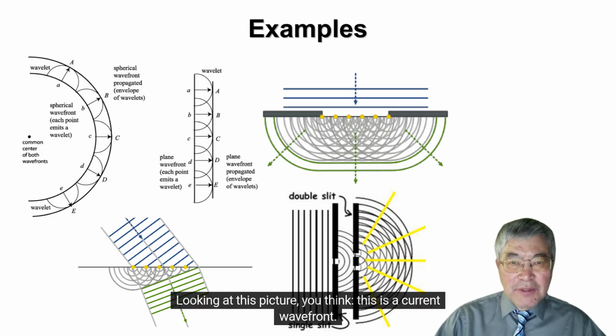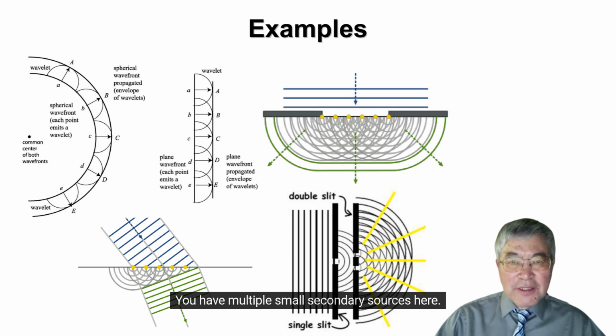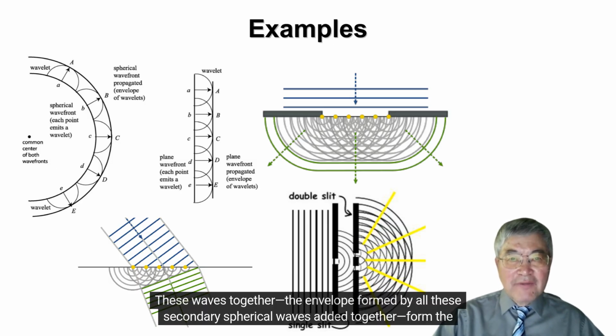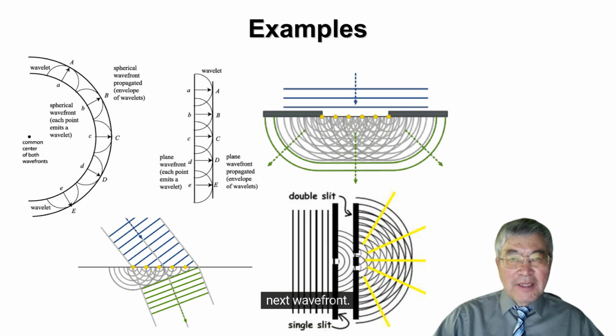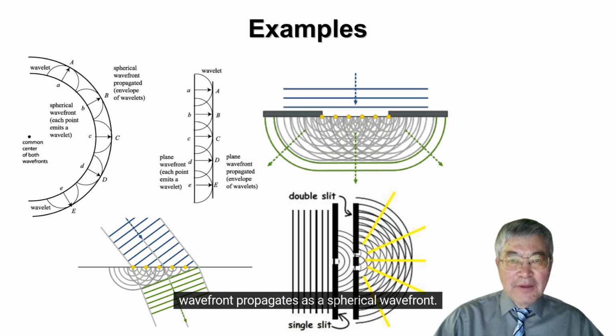Looking at this picture, you think this is a current wavefront. You have multiple small secondary sources here. Each source forms a small secondary spherical wave. These waves together, the envelope formed by all these secondary spherical waves added together, form the next wavefront. In this first case, the next wavefront has the same shape as the current wavefront, so a spherical wavefront propagates as a spherical wavefront.